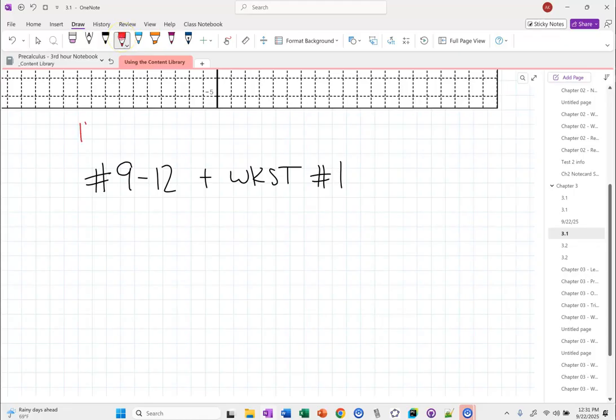And then remember from last week, we had 7 through 8, and then is it worksheet 5? Yeah. Okay. So we have 2 things so far in our problem set for Sunday.